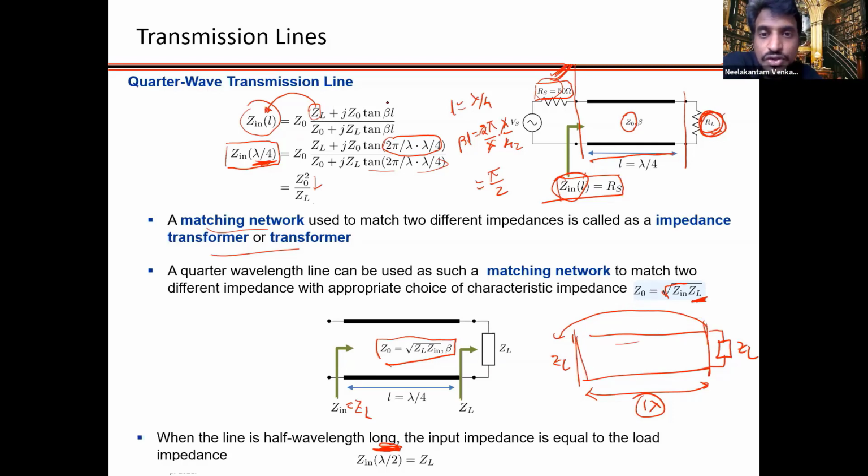So if you go ahead and substitute beta L with L equal to lambda by 2, you will notice that your Zin of L is going to be equal to ZL already when L equals lambda by 2. That's half wavelength. So quarter wavelength can be used for impedance matching.